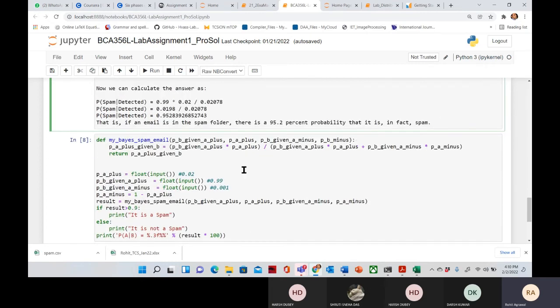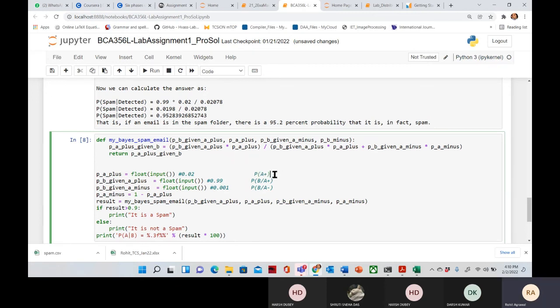Yeah, the same code. P of A plus is given. P of B given A plus, P of B given A minus. This means this one is P of B given A plus, and this one is what? P of B given A minus. Sorry, minus. And this is what? P of A plus.